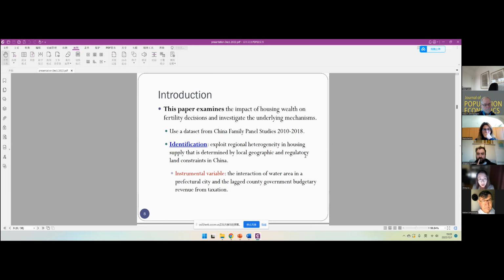During China's recent housing boom, house price appreciation varied substantially across different geographic regions. So we construct instruments based on the housing supply, that is, the interaction of water area in a city and county government budgetary revenue from taxation. We use a nationally representative data set from the China Family Panel Studies from 2010 to 2018.